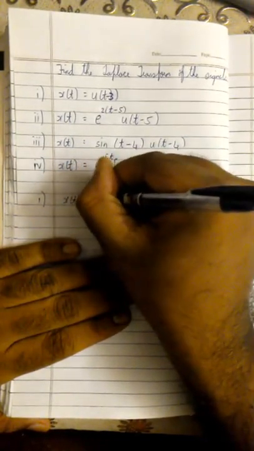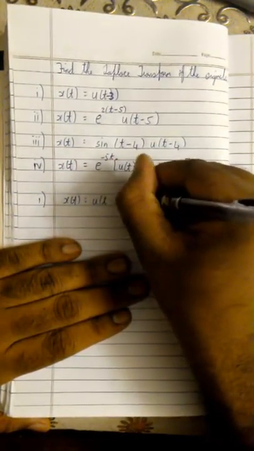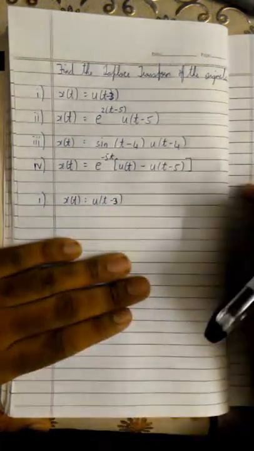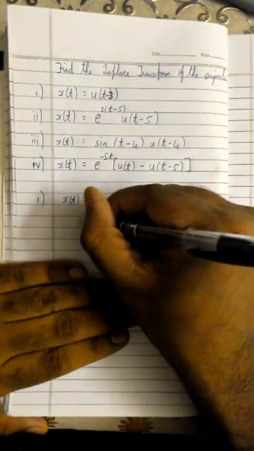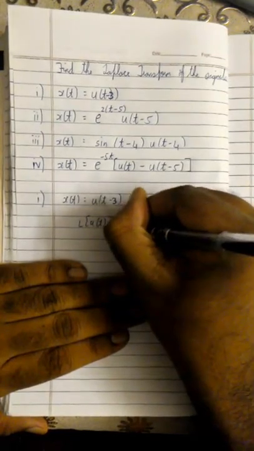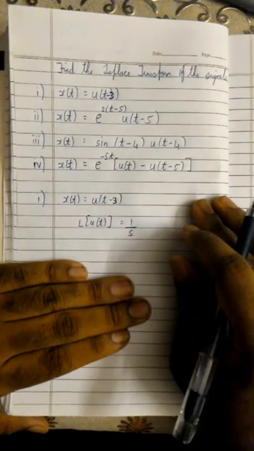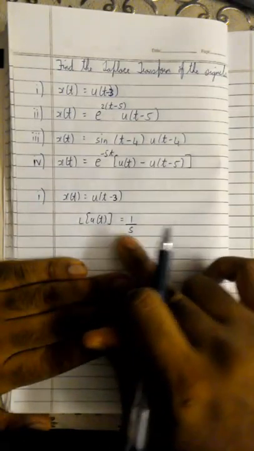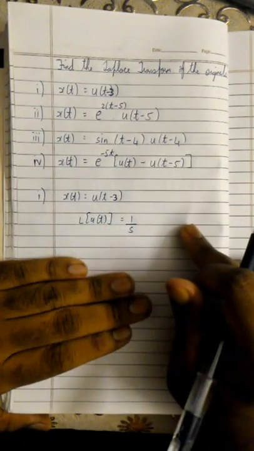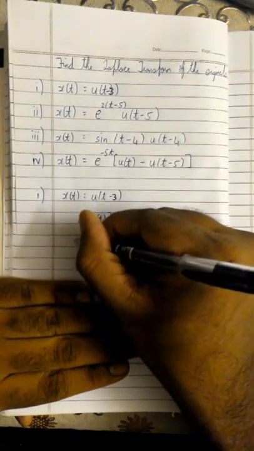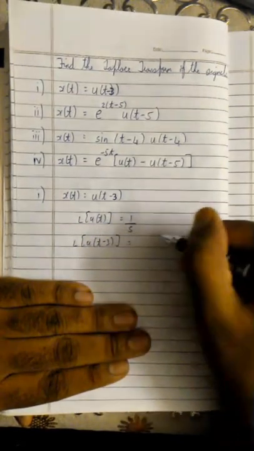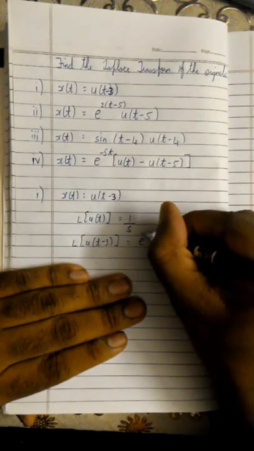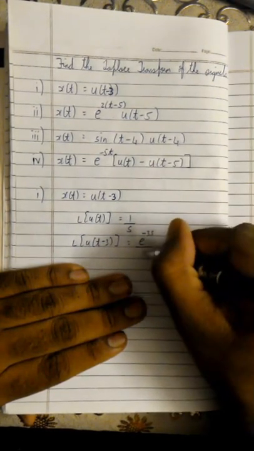The first question is x of t is given by u of t minus 3. So find the Laplace transform of u of t minus 3. As we all know, the Laplace transform of u of t is equal to 1 by s, right? So if this is the Laplace transform of u of t, then the Laplace transform of u of t minus 3 is equal to e raised to minus 3s by s.